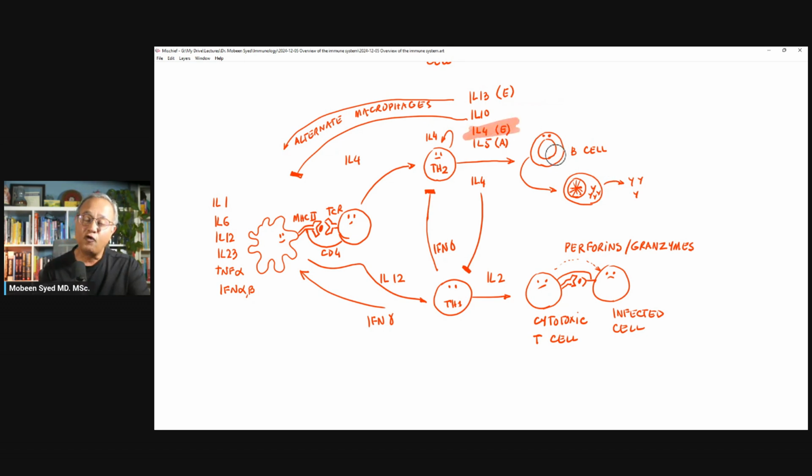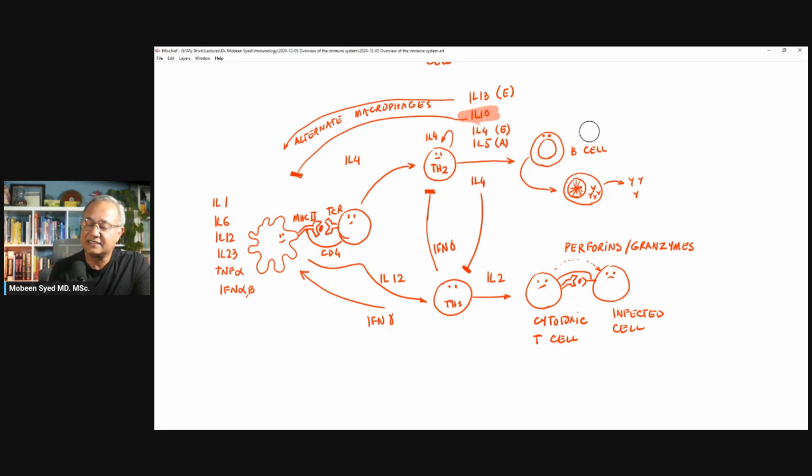Similarly, interleukin 4 can also act on a B cell to class switch it to IgE, plus interleukin 4 and 5 both help a B cell become differentiated and proliferated. Interleukin 5 acts on a B cell to class switch that to IgA. Interleukin 5 can actually also help activate eosinophils and other cells.